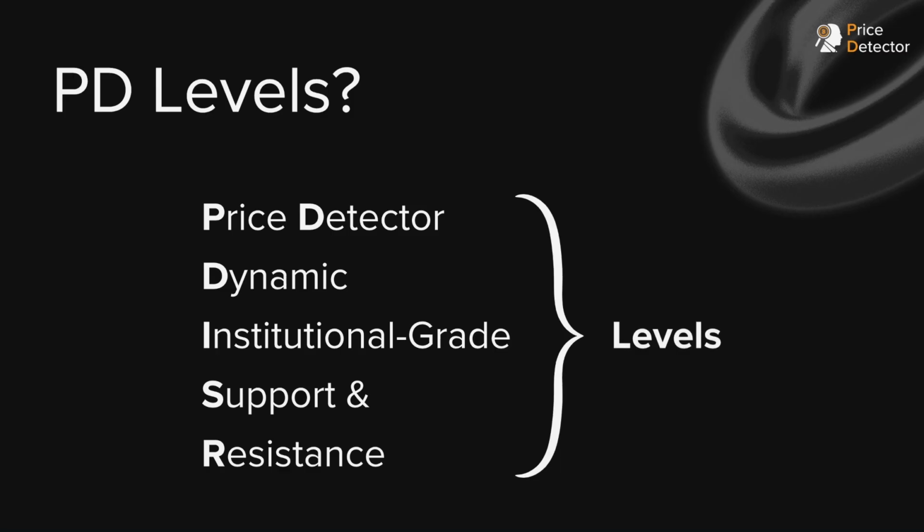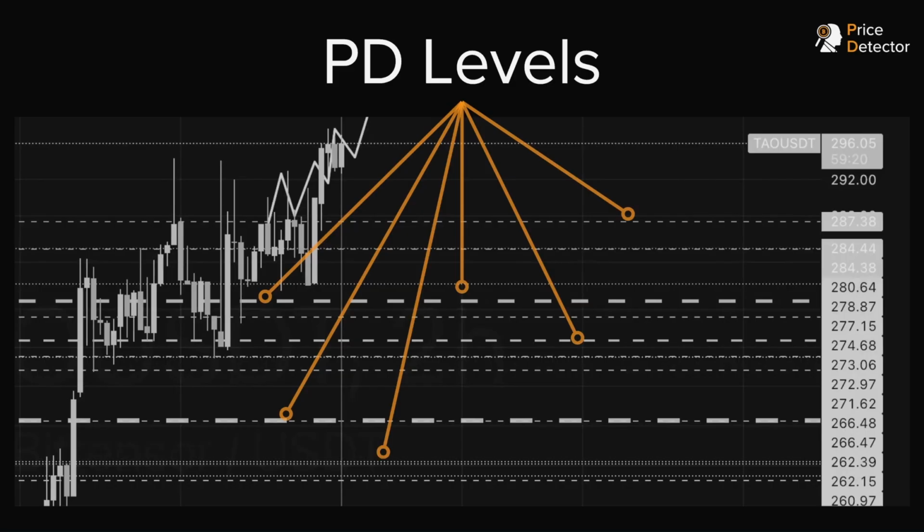PD levels, what are they? Well, in a nutshell, they're buy and support levels. But what makes them unique is that they're dynamic, institutional grade support and resistance levels. So how do they look on a chart? Here's a sample. These dotted lines on a chart actually represent these PD levels. And the thicker the line, the stronger that resistance or support is.